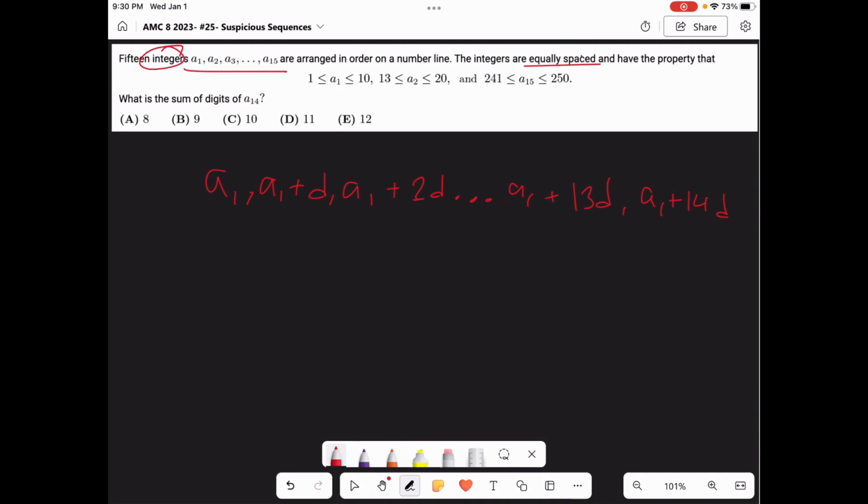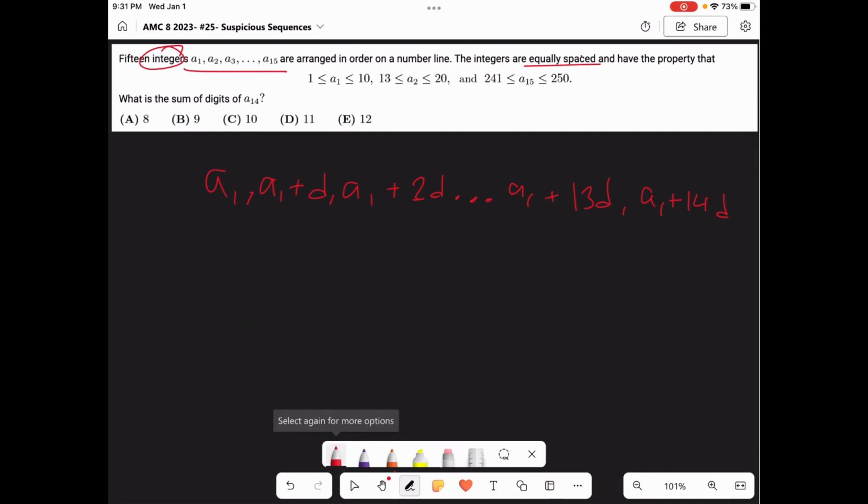So now what can we do? Well, our goal should be to find the last term because it's the closest to A14 and they give us a range of possible numbers for it. And it can only be 10 numbers between 241 and 250. And here's the key realization. It says integers in the problem. Now why is this important? First of all, this lets us know that it's a Diophantine equation, which basically means all the possible answers will be integers.